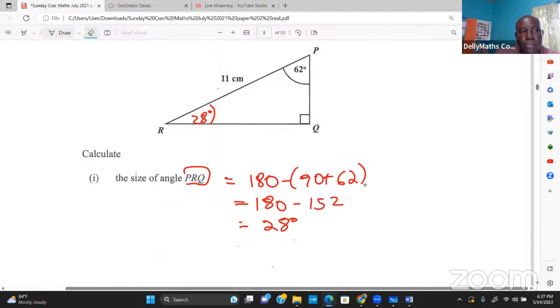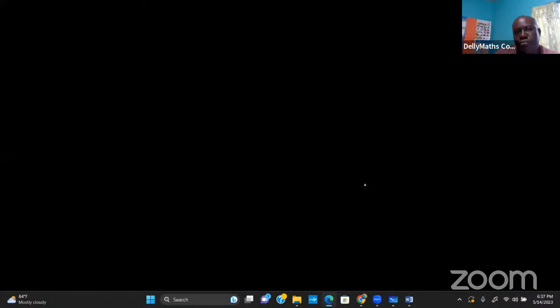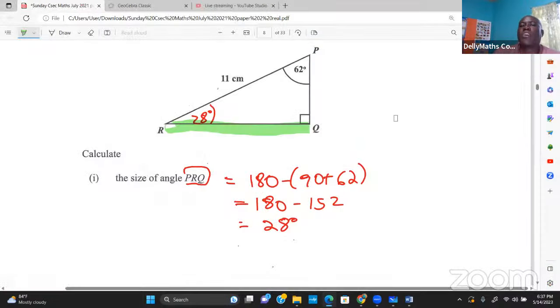We want to find the length of this side, RQ. If I want to find RQ, I have multiple ways of doing that. I'm just going to pick one. Taking a look at this, 62. This side is the opposite to it, and I have the hypotenuse, which is the longest side of the right angle triangle.